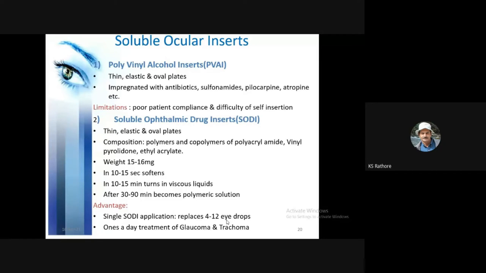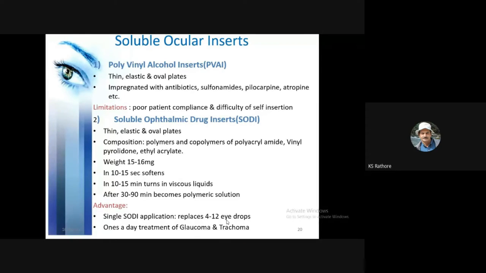Next is SODI, soluble ophthalmic drug inserts. These are also very thin, elastic in nature, and oval plate type. Their composition is polymers and copolymers of polyacrylic amide, vinyl pyrrolidone, polyvinyl pyrrolidone, and ethyl acrylate. Their weight is 15 to 16 milligrams. Within 10 to 15 seconds they become soft and turn into viscous liquids. After 30 to 90 minutes they become polymeric solutions.